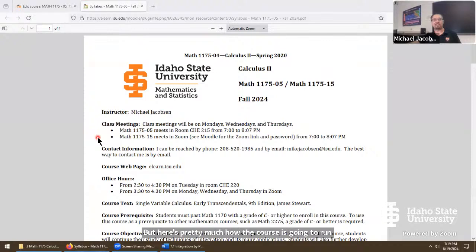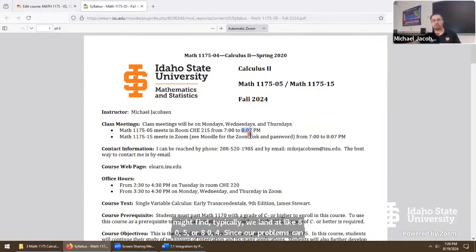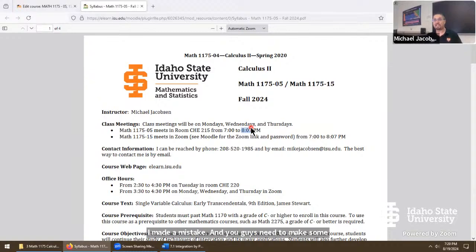We're all pretty much set on class meetings. We're supposed to end at 8:07. You might find we typically land at 8:05 or 8:04, since our problems can take 10 minutes easily. So we'll try to hit that, but we'll have to fudge it a little bit to get close. I try not to go over. I realize people have places to be, especially for a night class. So if I am at 8:08, I made a mistake and you guys need to make some rustling, putting things away to indicate class is over, or I might forget and just keep going. I try to look at my clock to keep on task.